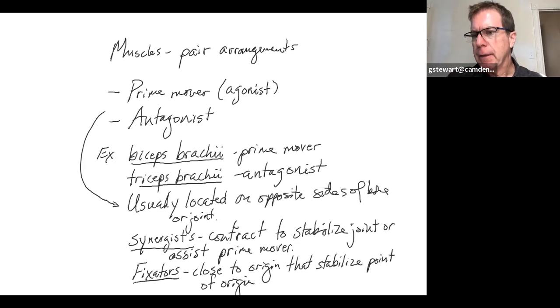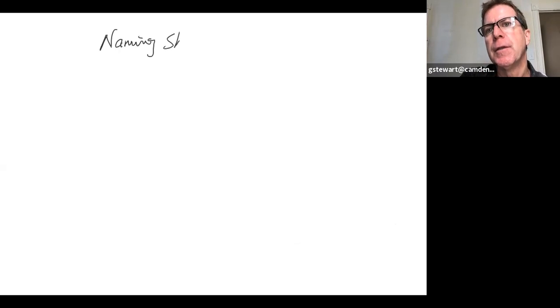All right, let's move on. Next in your book, the second topic is how a skeletal muscle is named. So I'm just going to write naming skeletal muscles. And there are 7 criteria for naming skeletal muscles.